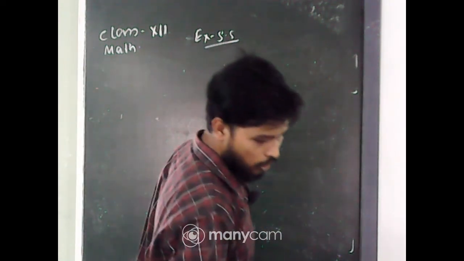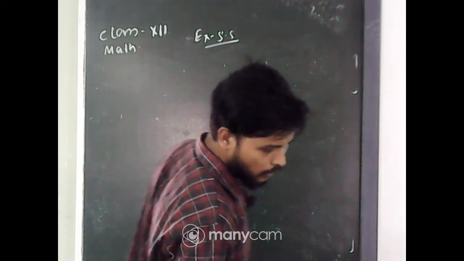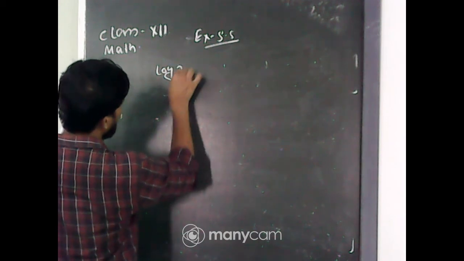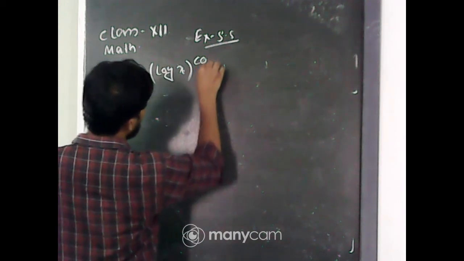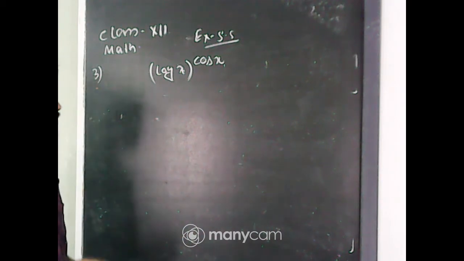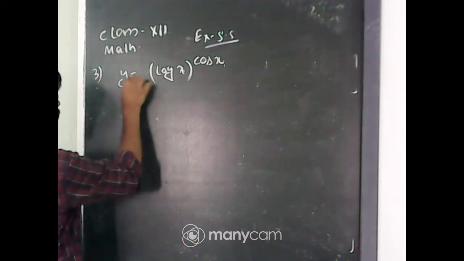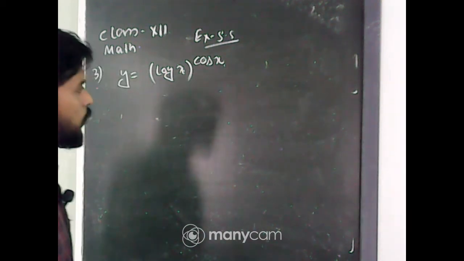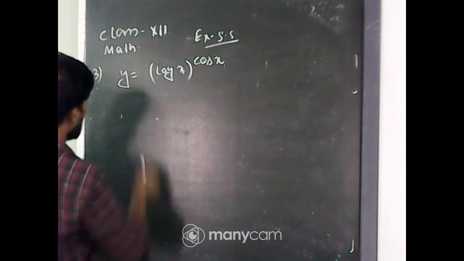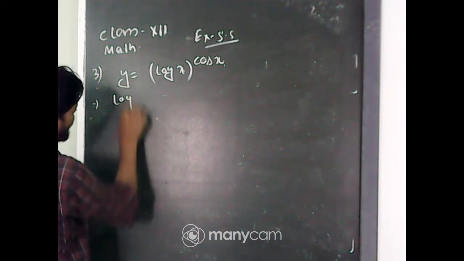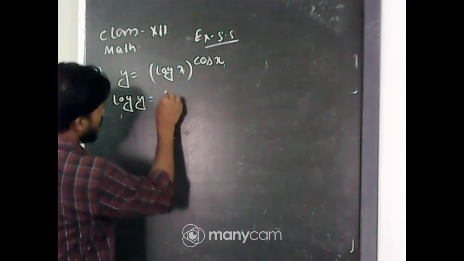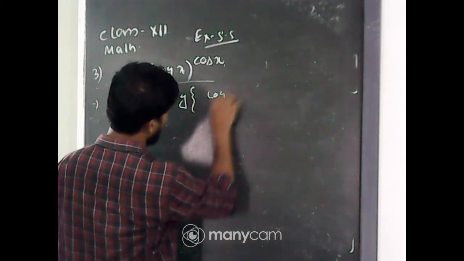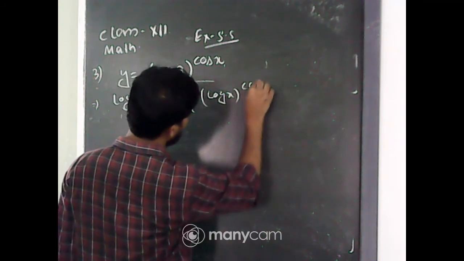Question number 3 is we have to differentiate (log x) to the power cos x. Clear? So let us consider this expression as y. So y is equal to (log x) to the power cos x. Now we have to differentiate it. So do one thing: first, taking log on both sides, we have log y is equal to log of this total expression, (log x) to the power cos x.